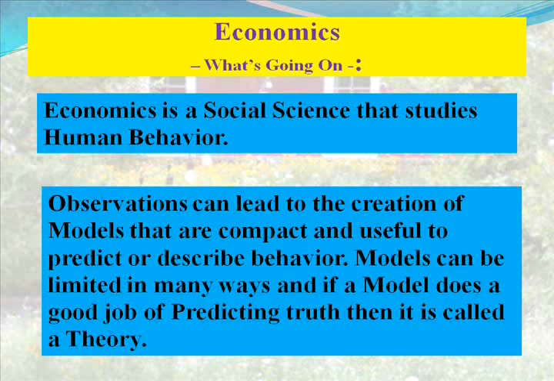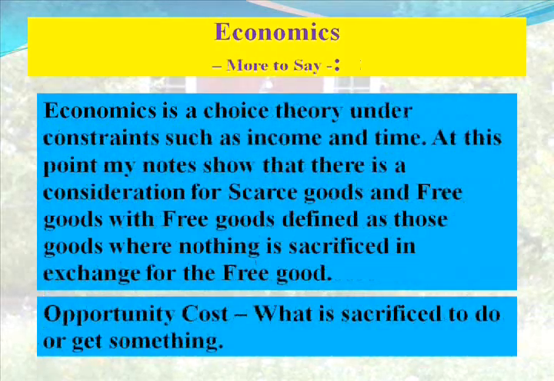What's going on with economics? Economics is a social science that studies human behavior. Observations can lead to the creation of models that are compact and useful to predict or describe behavior. Models can be limited in many ways, and if a model does a good job of predicting truth, then it is called a theory.